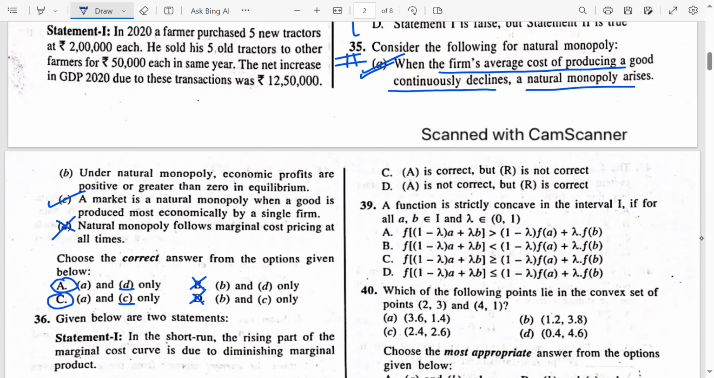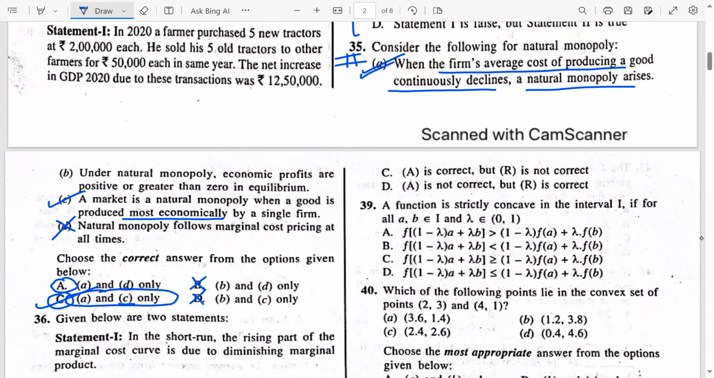Okay, so a natural monopoly has a downward sloping average cost curve. For a fixed cost, as the firm produces bulk output, its average cost continues to fall. So we can say that in case of a natural monopoly, the good is produced most economically because of economies of scale. So the correct answer is A and C. Option C is the correct answer. A and C both are correct.